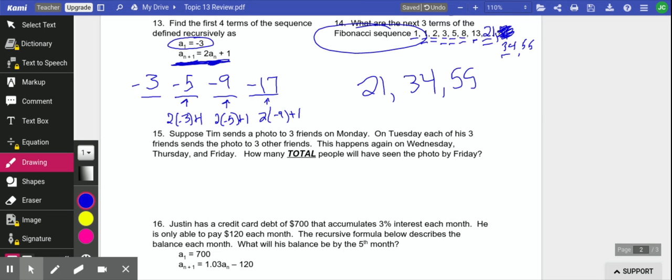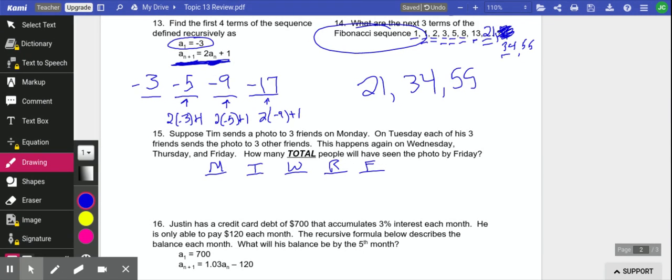All right, we have 2 kind of application problems we'll take a look at. Tim is sending a photo to 3 friends on Monday, and then on Tuesday, each of those 3 friends sends the photo to 3 more friends. And then that happens on Wednesday, where everybody sends it to 3 more friends, and then Thursday, same thing, and then Friday. How many total people will have seen it by Friday? So what I want to do is think about this as Monday, Tuesday, Wednesday, Thursday, and Friday.